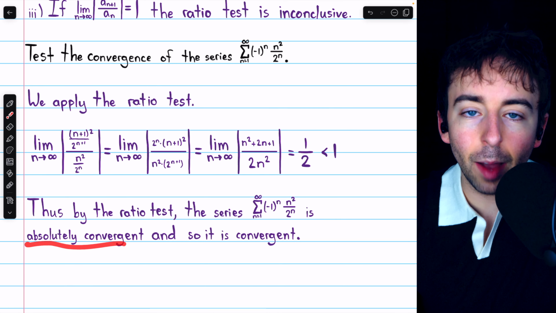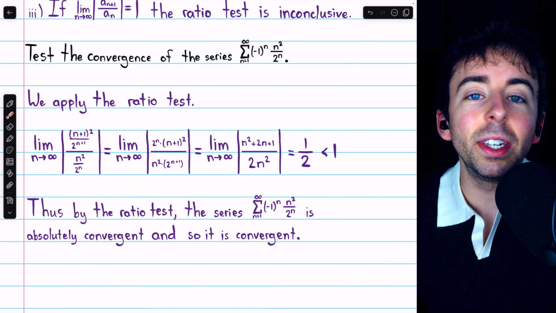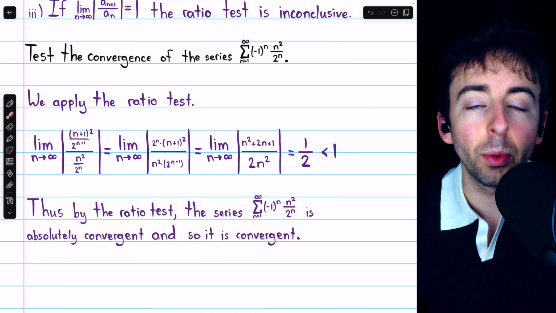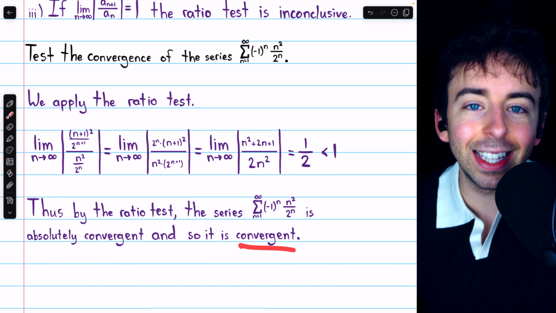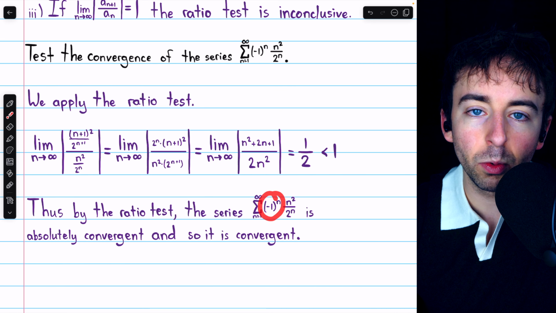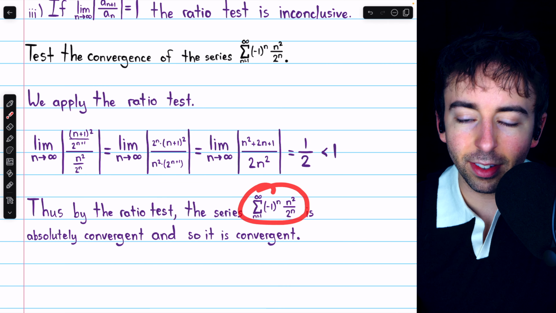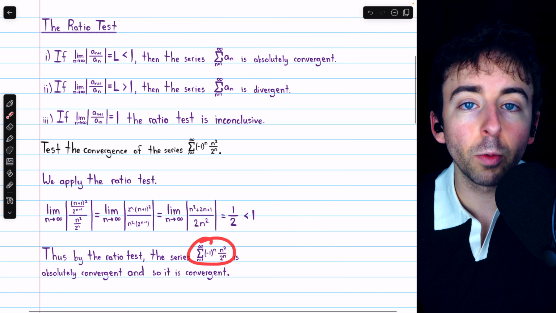Remember, the series being absolutely convergent means that it would even be convergent if we took absolute values of each term. So without the absolute values, it's definitely convergent because some of the terms will be negative and cancel out with some of the positive terms. So that's how to show this series is convergent using the ratio test.